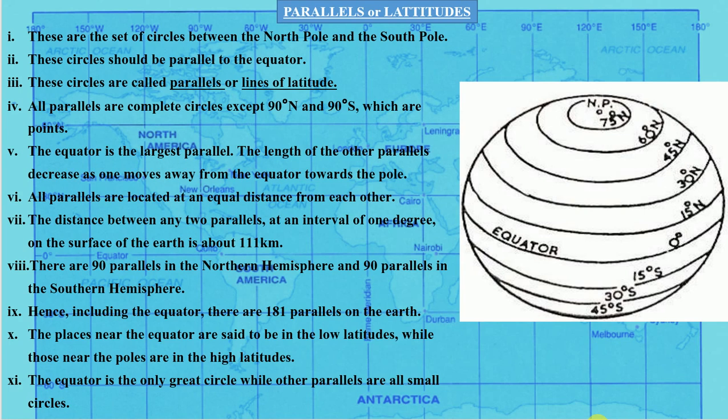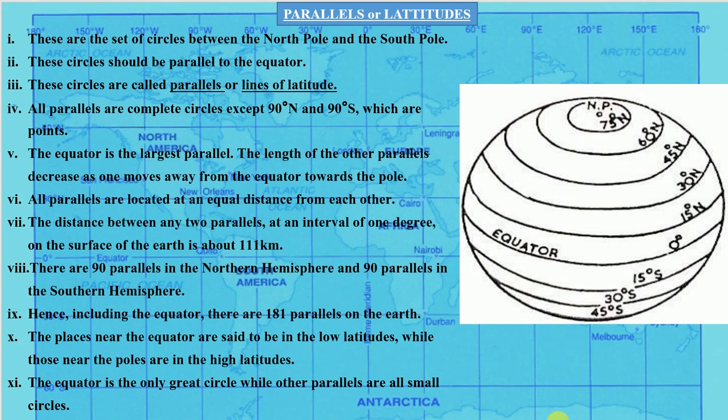The parallels near the equator are said to be in low latitudes, and the parallels near the poles, the north pole and the south pole, are in the high latitudes. The equator is the only great circle, while the other parallels are all small circles.